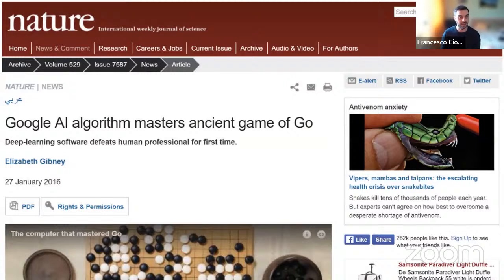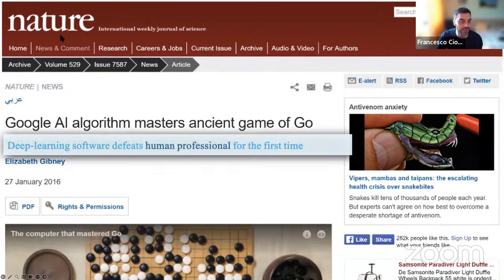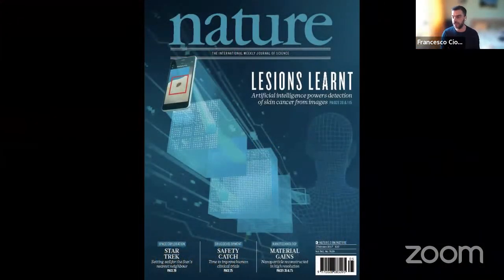The news was that deep learning software was probably the first one that defeated a human professional for the first time, right? Actually, it was for a game, and not yet in the medical domain. But we didn't have to wait too long, because a couple of months later, another paper came, this time also from the Google team, on dermatology.